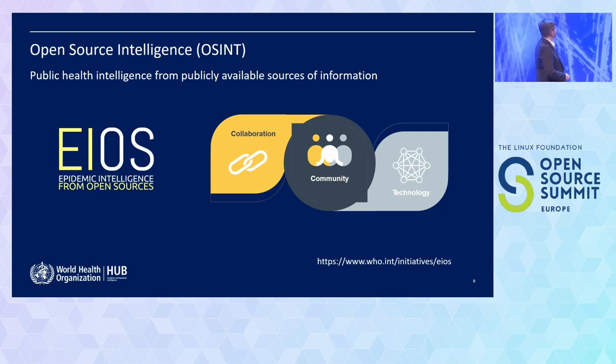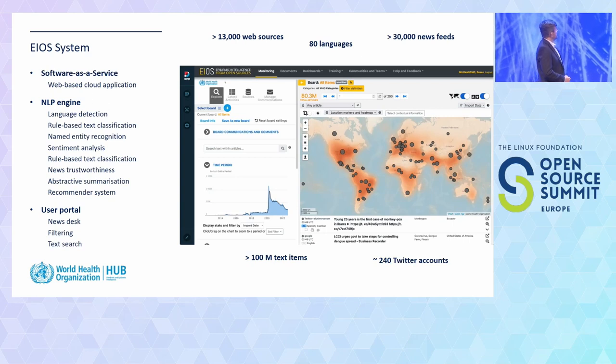The EIOS is, and you can later check it if you are interested, there's a web link there with more details. EIOS is Epidemic Intelligence from Open Sources, which is primarily a community of communities of practice. It's a global initiative, where WHO is just coordinating the global community of practice. And of course they collaborate, with the All Hazards One Health approach. And the technology side of it is this system that is getting more and more complex.